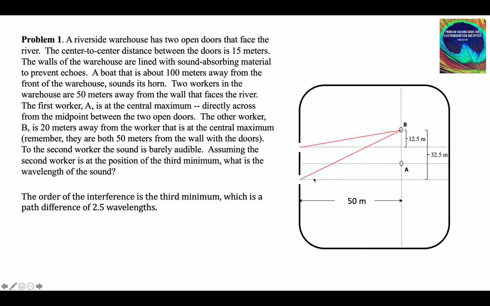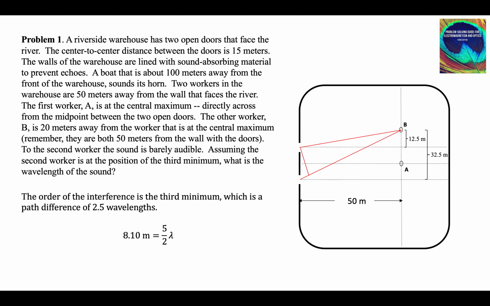The order of the interference is the 3rd minimum, which is a path difference of 2.5 wavelengths. So let's draw an isosceles triangle and get the path difference. These 2 lengths of the triangle are the same. Here is the path difference right here. And this path difference is 8.10 meters, and it contains 2.5 wavelengths. So 8.1 meters is 5/2 of a wavelength.